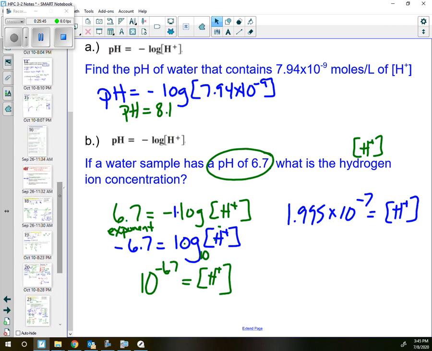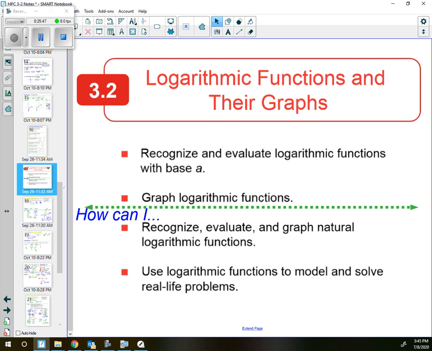We'll do lots more as the chapter goes on. Let's go back to our essential questions. Recognize, evaluate, and graph natural logs. We have the same properties. Everything is the same as regular logs. It's just a base e instead of a different numbered base, and it's the inverse of e to the x. And use log functions to model and solve real life problems. We dealt with some money situations, we looked at chemistry, and we talked about some memory models. Those are just a few of the real life applications that are out there for logs.